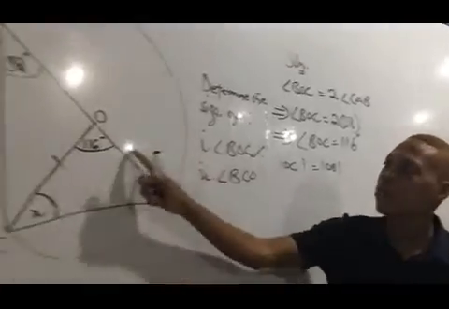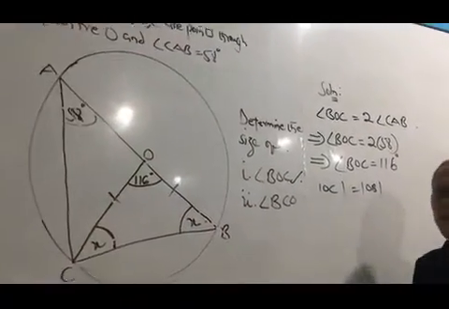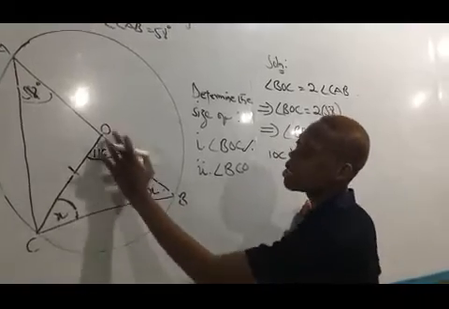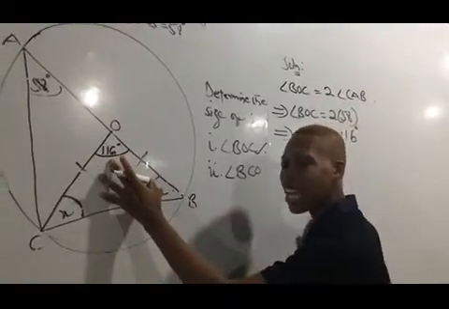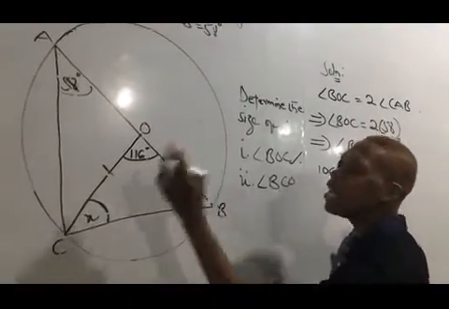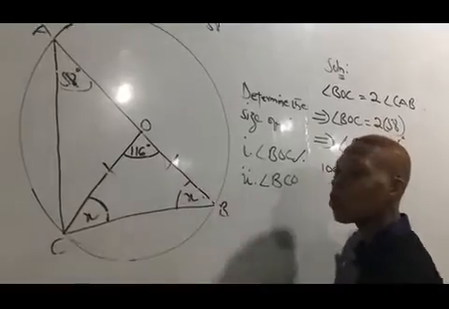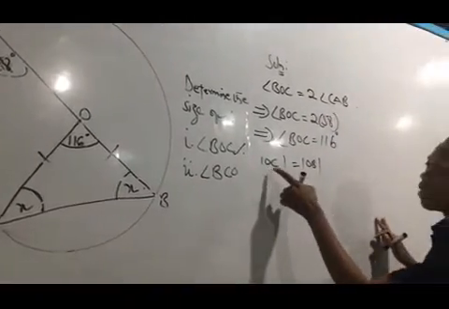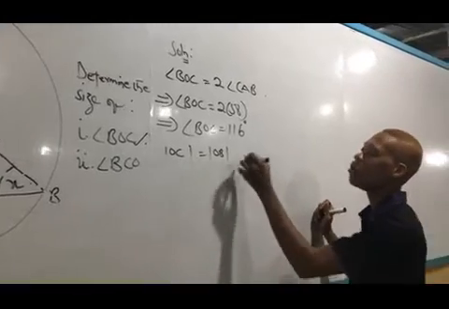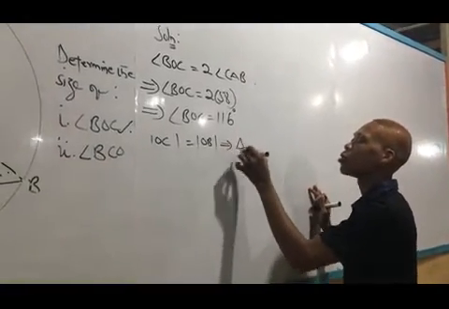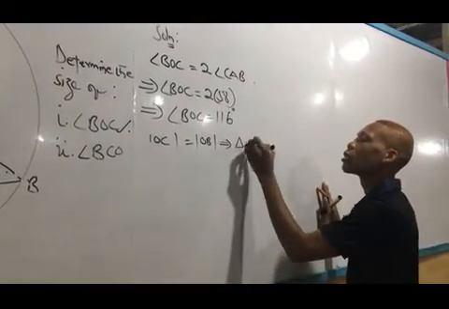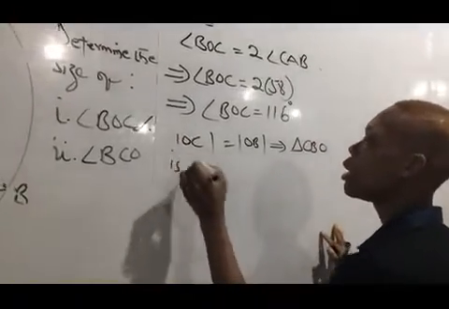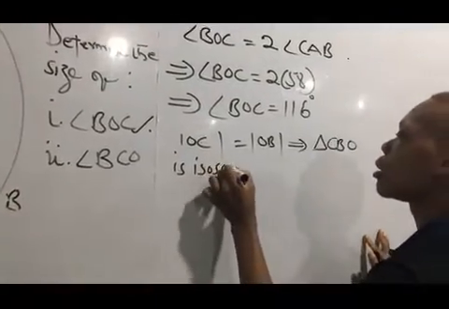And that is what I've done here for you, this line and this line, so that you see that they are equal. Now, if these two lengths are equal, then this triangle becomes an isosceles triangle, because any triangle in which two lengths are equal is isosceles. So if line OC is equal to line OB, then it implies triangle CBO is isosceles.